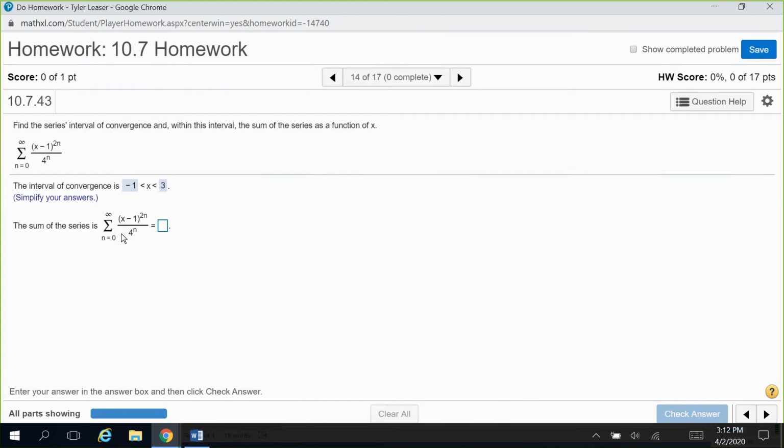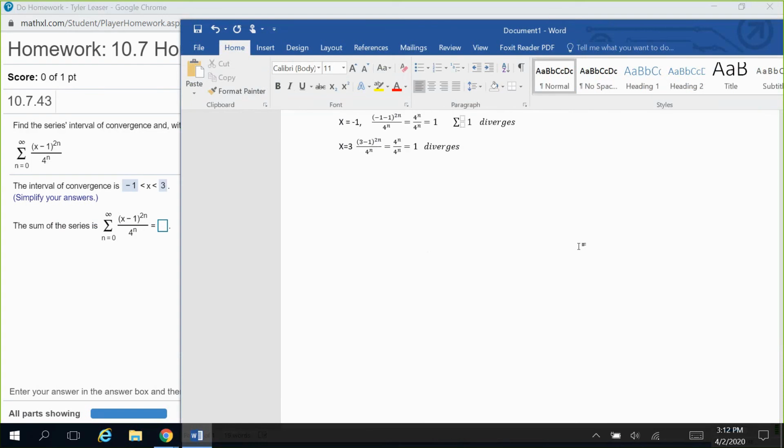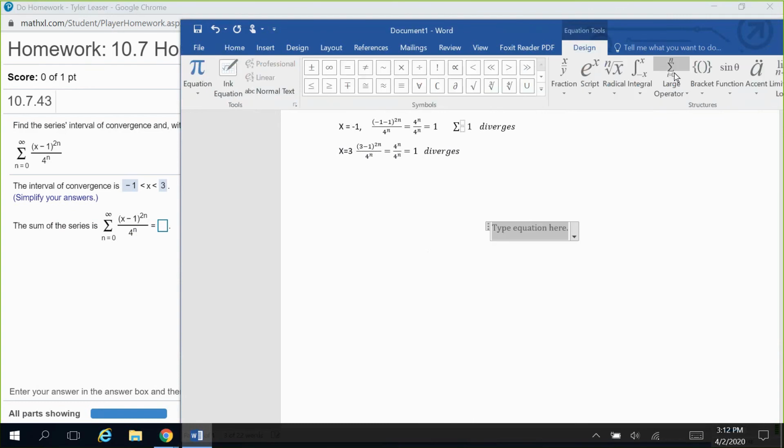Okay. Then it asks you for the sum of the series. Any question that you ever have, if they ask you for the actual sum, it has to be a geometric series. So this is going to be a geometric series question. We just have to write it in that geometric series form. To do that, I'm going to combine some of these exponents together. I'm going to rewrite this (x minus 1) to the 2n a little bit. I'm going to write it as (x minus 1) squared, and then that whole thing to the n power.